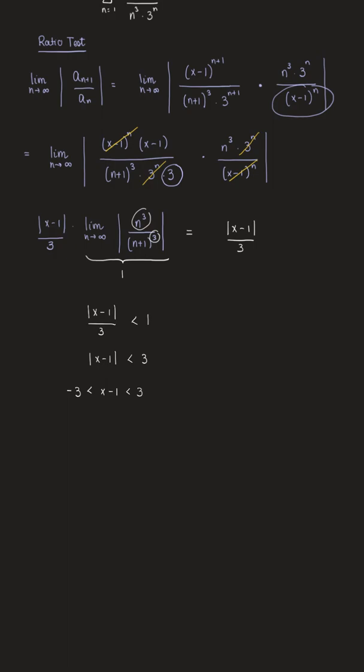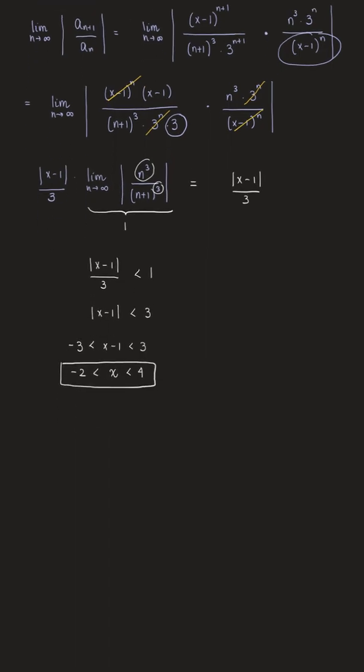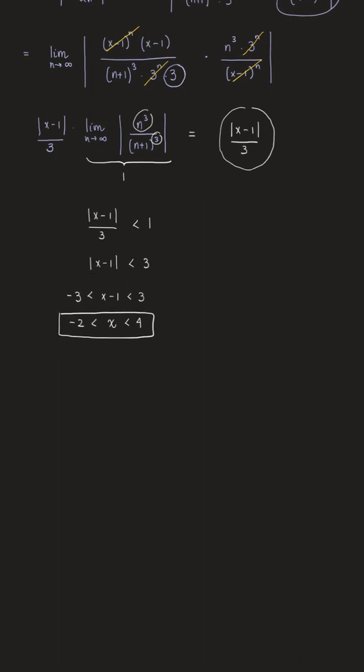So to do that, I'm going to add 1 to both sides, and I'm going to get that x must be less than 4, but greater than -2. And there we have the interval of convergence. Note, however, that I still don't know what happens at those endpoints, because if you put the endpoints back into this expression, you're going to get 1. And so the ratio test fails.